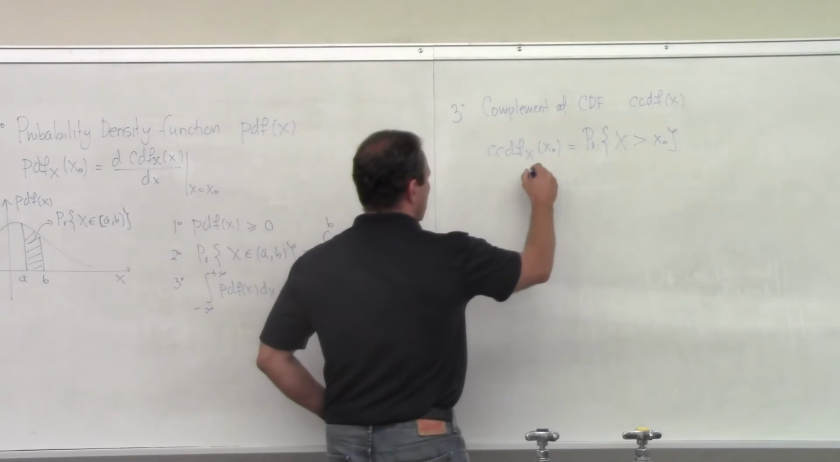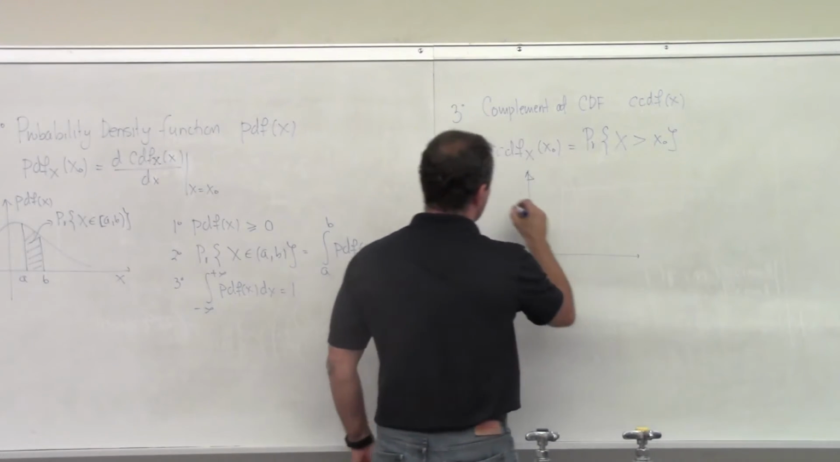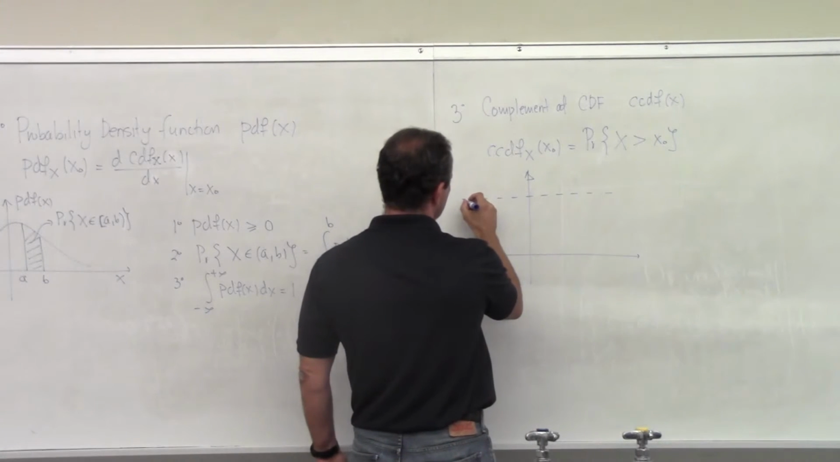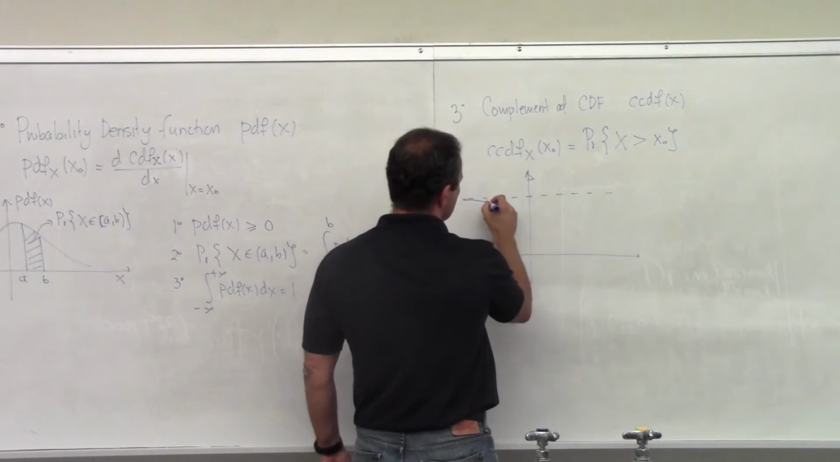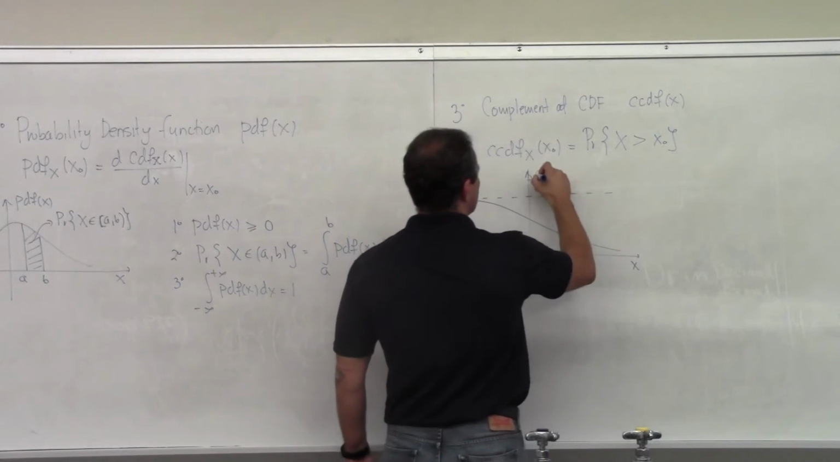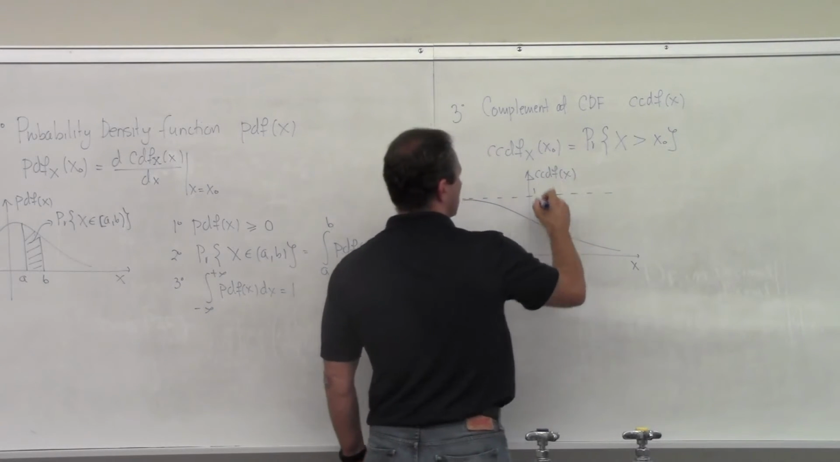How do these guys look like? Well, they're the complement of CDF. So if CDF looks like this, then your CCDF might look like this, right? X is the CCDF of this threshold here is 0.